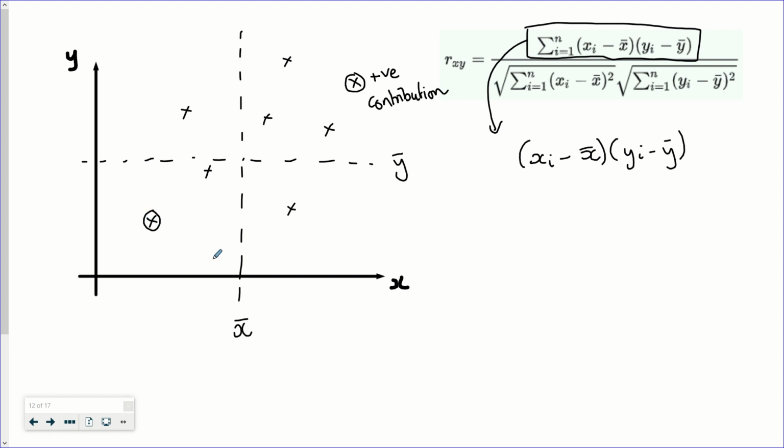And we could do a similar thing for a point down here. This point is to the left of x bar, so x minus x bar is going to be negative, and it's underneath y bar, it's less than y bar, so y minus y bar is also going to be negative. So when I times these two brackets together, I'm going to have a negative times a negative, which is a positive. So this point's also going to have a positive contribution to the sum.